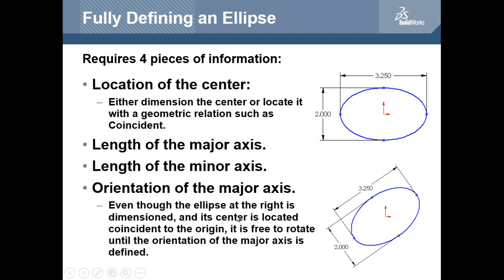Even though the ellipse at the right is dimensioned and its center is located coincident to the origin, it is free to rotate until the orientation of the major axis is defined. So you can wiggle it around.